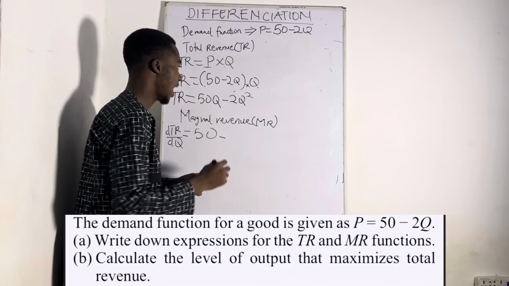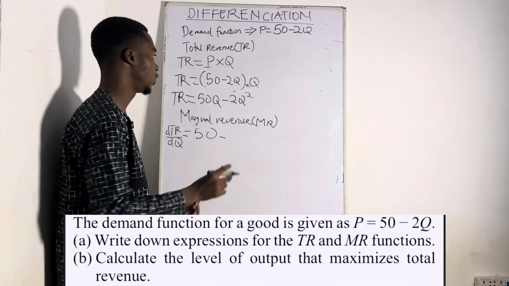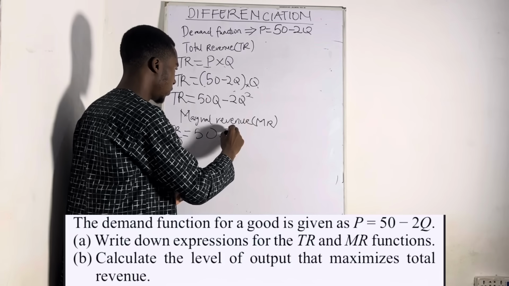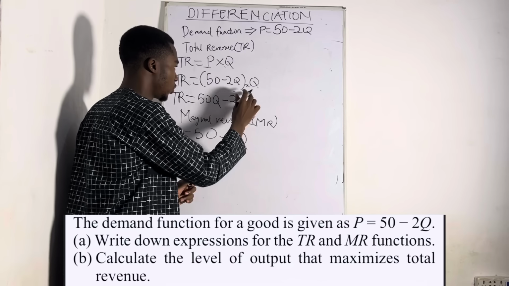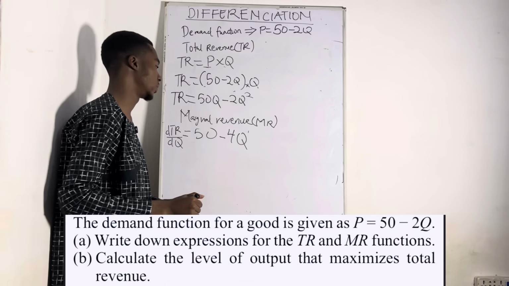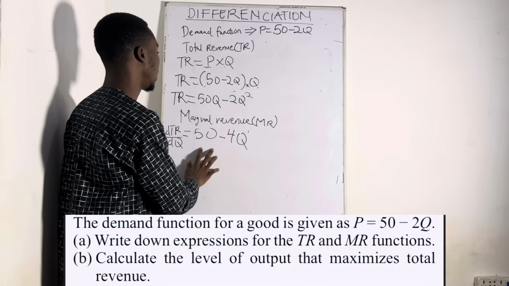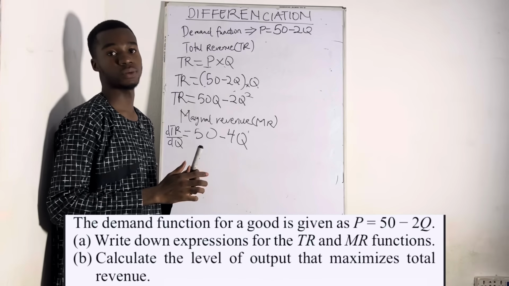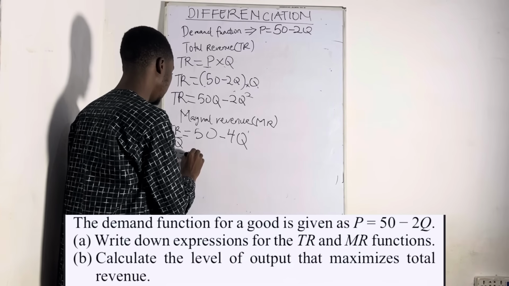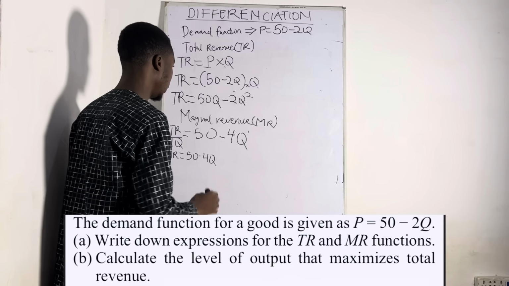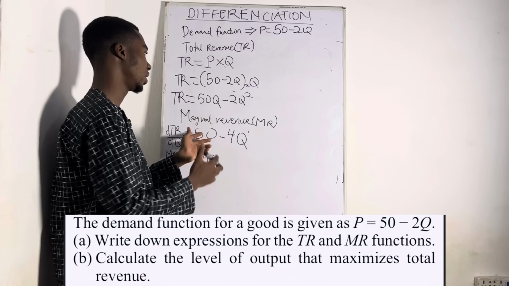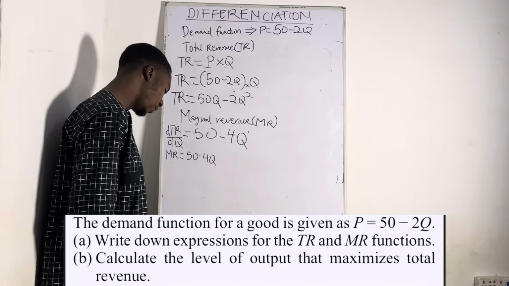Then minus, I told you that anytime you have an exponent and a base, you multiply the base times the exponent. So negative 2 times 2, you're getting negative 4. Q, 2 minus 1 is 1, so negative 4Q exponent 1 is the same as negative 4Q. You get it? So this becomes our marginal revenue, 50 minus 4Q. So you can just write the marginal revenue is equal to 50 minus 4Q. So every time you're asked to find the marginal revenue, just differentiate the total revenue, then you get the marginal revenue.